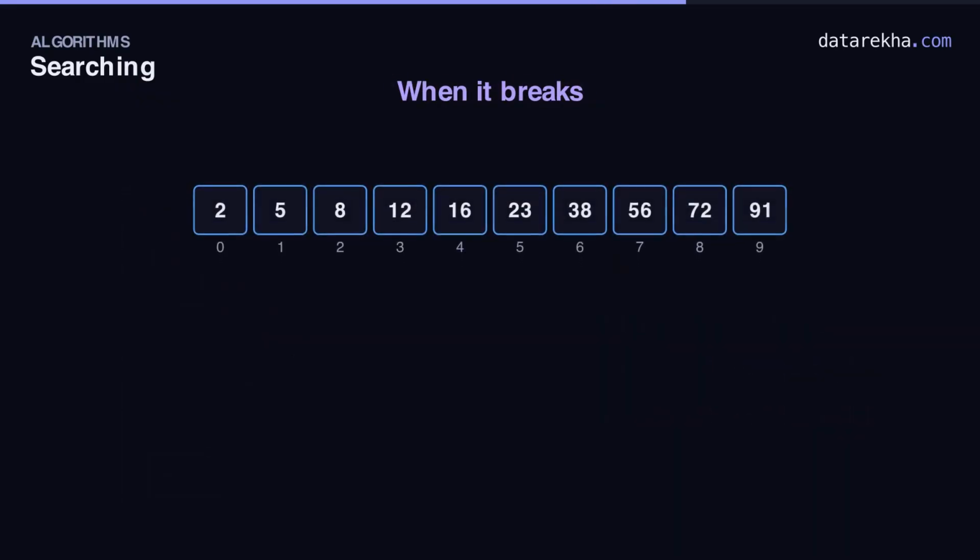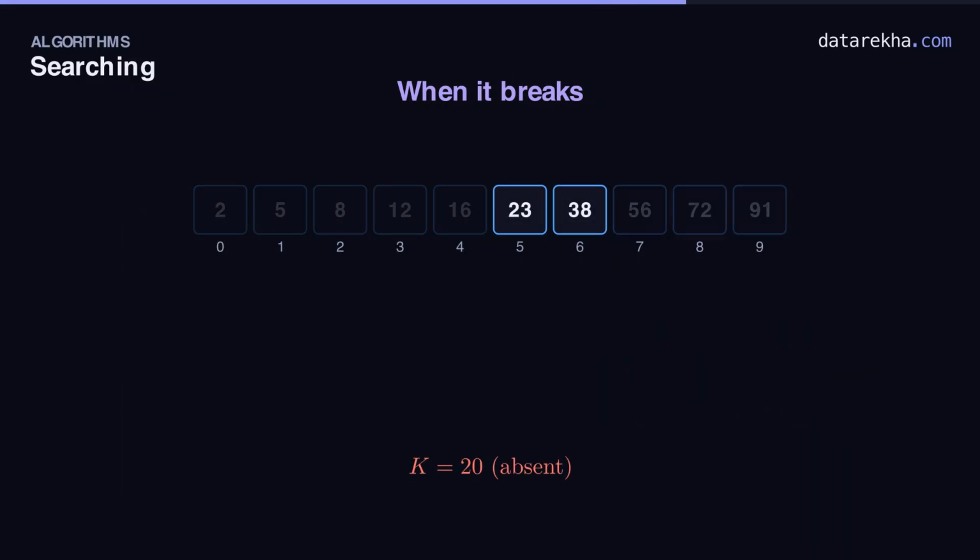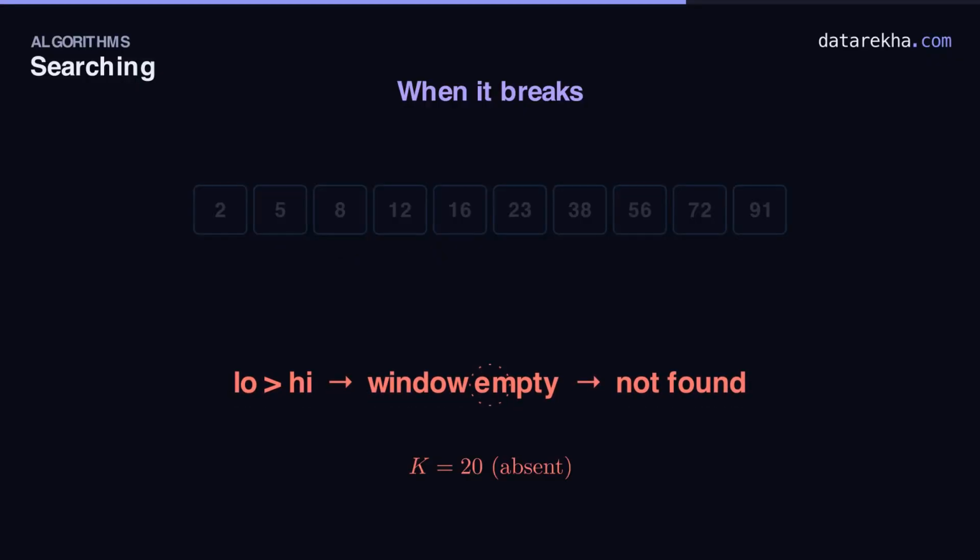What happens when the key simply isn't there? Search the same sorted array for 20, which is missing. Middle is 16, too small, go right. Next middle 56, too big, go left. Next middle 23, still too big, go left again. Now high has dropped below low. The window is empty, nothing left to check. So we stop and report not found, in just 3 comparisons. The collapsing window is binary search's way of proving the key was never there.